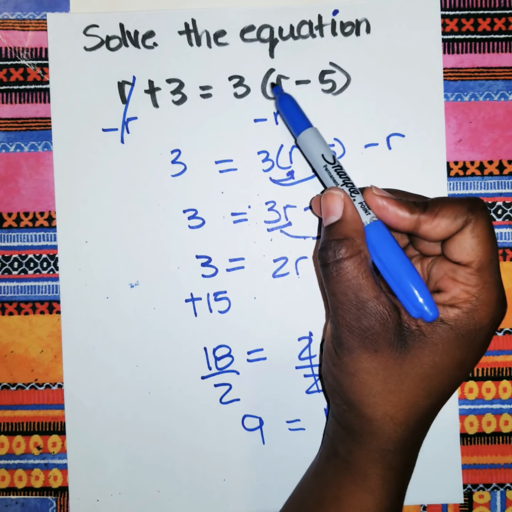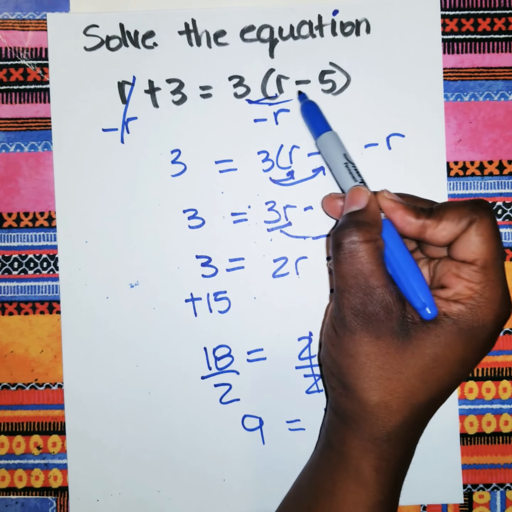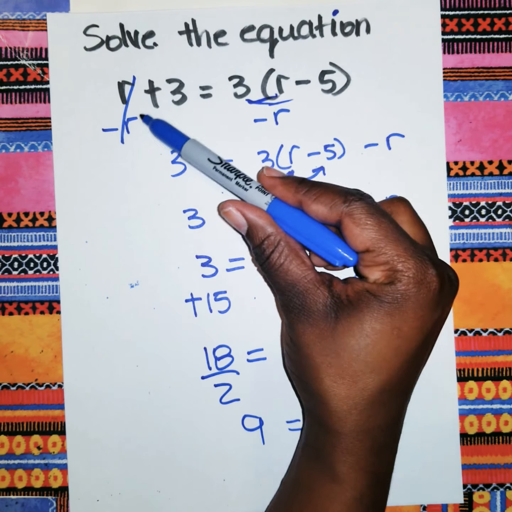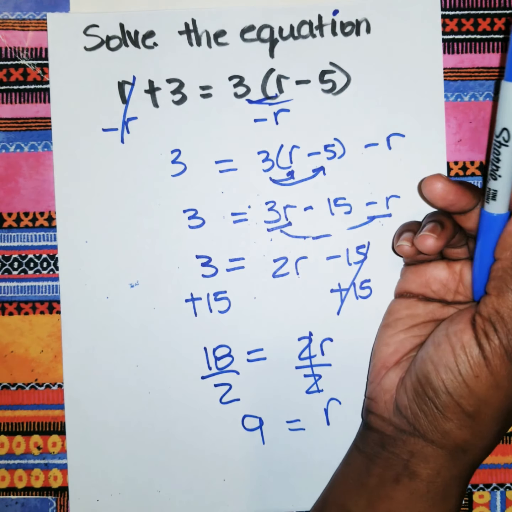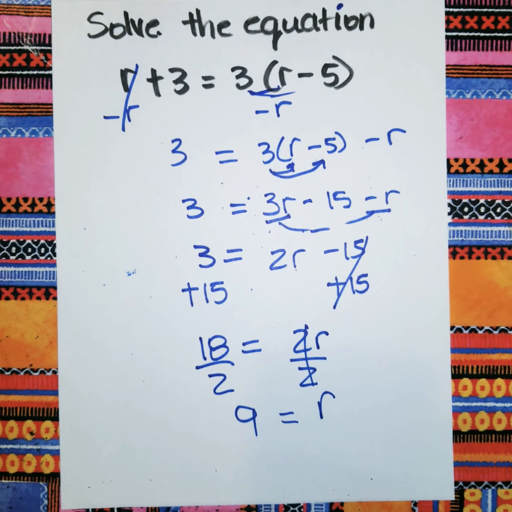So if you wanted to, you could also distribute the r first, and then you get the 15 on the other side and the r on the other, and you just group like terms from there. But it's up to you how you approach a question, guys. Different approach, just one answer.